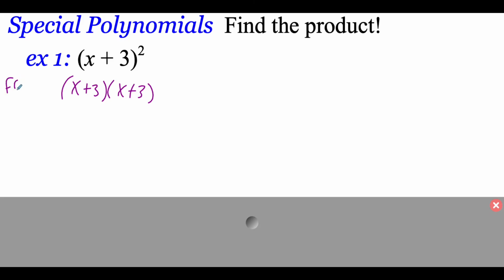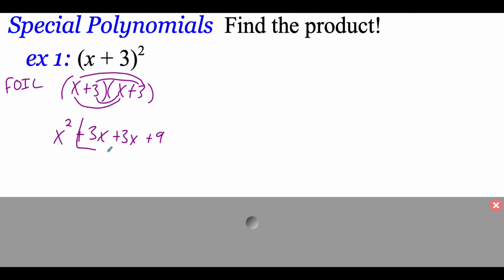And then from there, we can use our FOIL, or we could use the box method too. For the F in FOIL, we're going to multiply those first terms together. So x times x is x squared. O, we're going to multiply the outside things together. So x times 3 is 3x. I, we're going to multiply the inside things together. 3 times x is 3x. And L, we're going to multiply the last things together. 3 times 3 is 9.